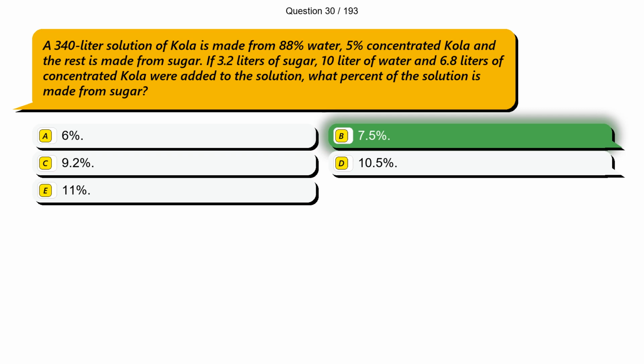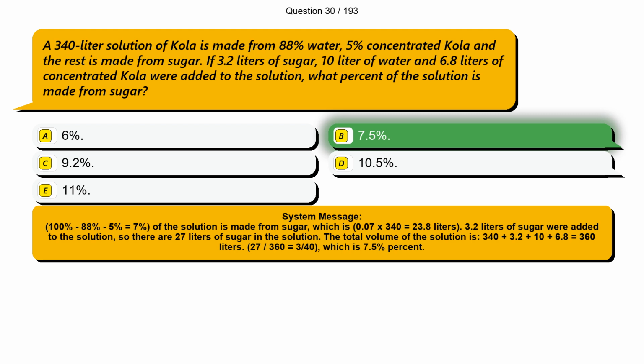The correct answer is option B, 7.5%. 100% minus 88% minus 5% equals 7% of the solution is made from sugar, which is 0.07 x 340 equals 23.8 liters. 3.2 liters of sugar were added to the solution, so there are 27 liters of sugar in the solution. The total volume of the solution is 340 plus 3.2 plus 10 plus 6.8 equals 360 liters. 27/360 equals 3/40, which is 7.5%.